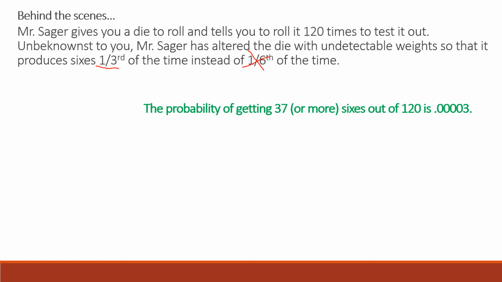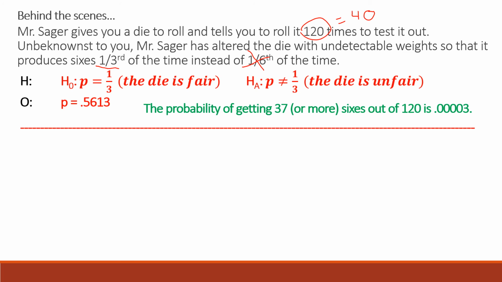So with that in mind, how many sixes would we expect to get from 120? Well, we'd expect to get 1/3 of 120, which is 40. In actuality, we got 37. That's really not unusual. So the reality of the situation is that this die is going to produce 1/3 sixes. Our alternative is that it doesn't. And if we ran the hypothesis test under those two hypotheses, we would get a p-value of 56%.